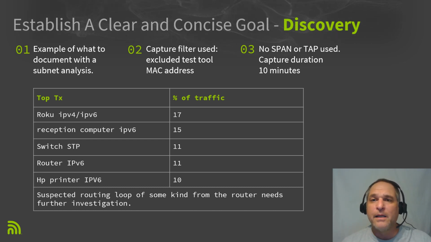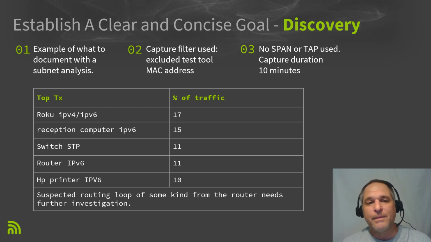Again, with no SPAN and no mirror or tap being used, it's interesting to find out who's yapping a lot. And these are going to be either broadcast, multicast, or flooded packets. So it's really important to understand. And you can see here's Mr. Roku spitting out IPv6 and IPv4 packets, 17% of all the traffic on the subnets from this guy.